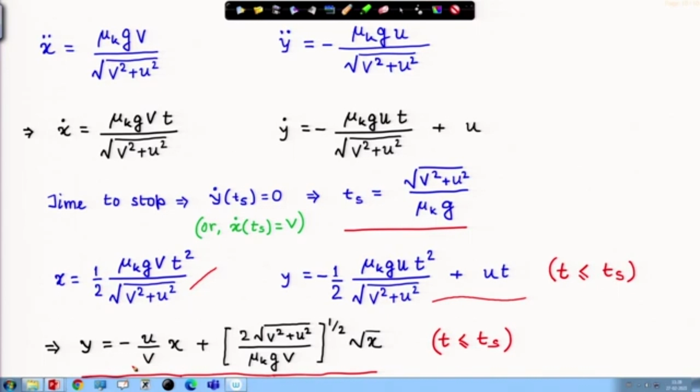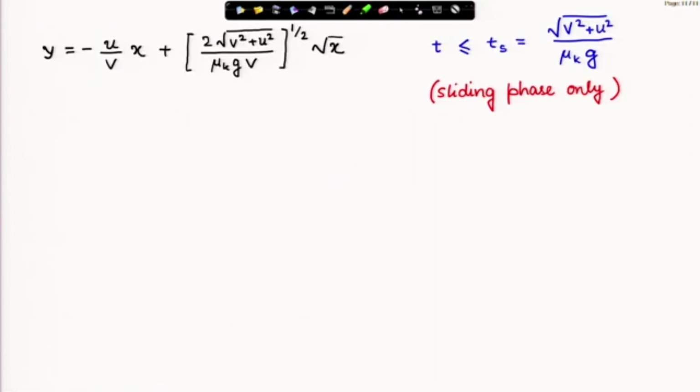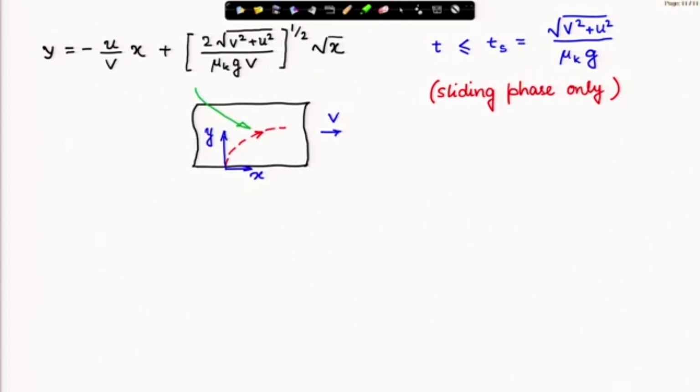So, there is a quadratic dependence of x on y, and this path is valid as long as time is less than or equal to the stopping time. Okay. So, this is our path as observed by the platform-fixed observer, this is the belt, and that was the approximate path. So, this must be the equation of that path in the x y coordinates fixed to the platform, fixed to the earth, not moving with the belt.